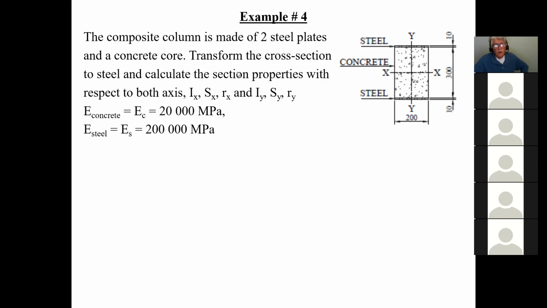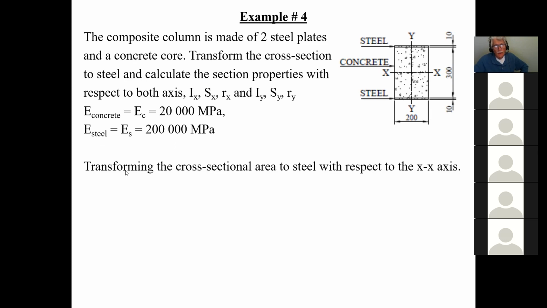So now, same thing. What we're going to do is transform this section to steel. So we're going to change the concrete to steel. So transform the area to steel with respect to the x-axis. I do it with one axis, and then I'm going to do it with respect to the other axis. So I have the modular ratio equal to E concrete over E steel, 20,000 over 200,000, so I end up with 0.10. And therefore, I multiply all the dimensions of the concrete that are parallel to the x-axis by 0.1, and this will transform the concrete into steel.